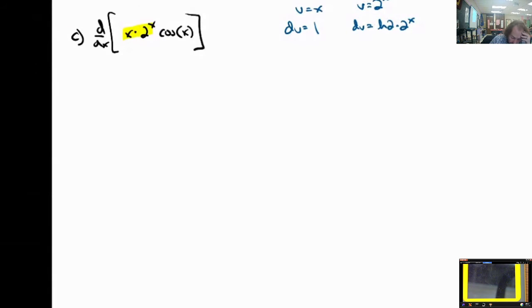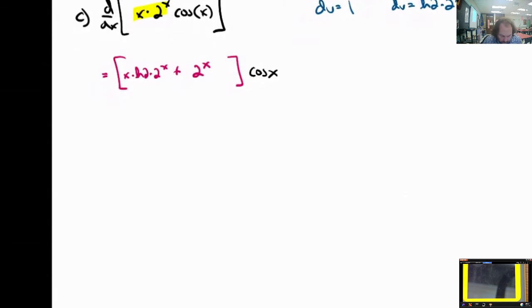The first chunk of this, I'm going to use colors to separate out. I'm just doing the product rule, and then I'm going to leave the cosine x off to the top. Hopefully there's enough room in that little red box I just made. So I'm going to have x natural log of 2 times 2 to the x plus 2 to the x. Oh, not enough room. Cool. That's the first part.